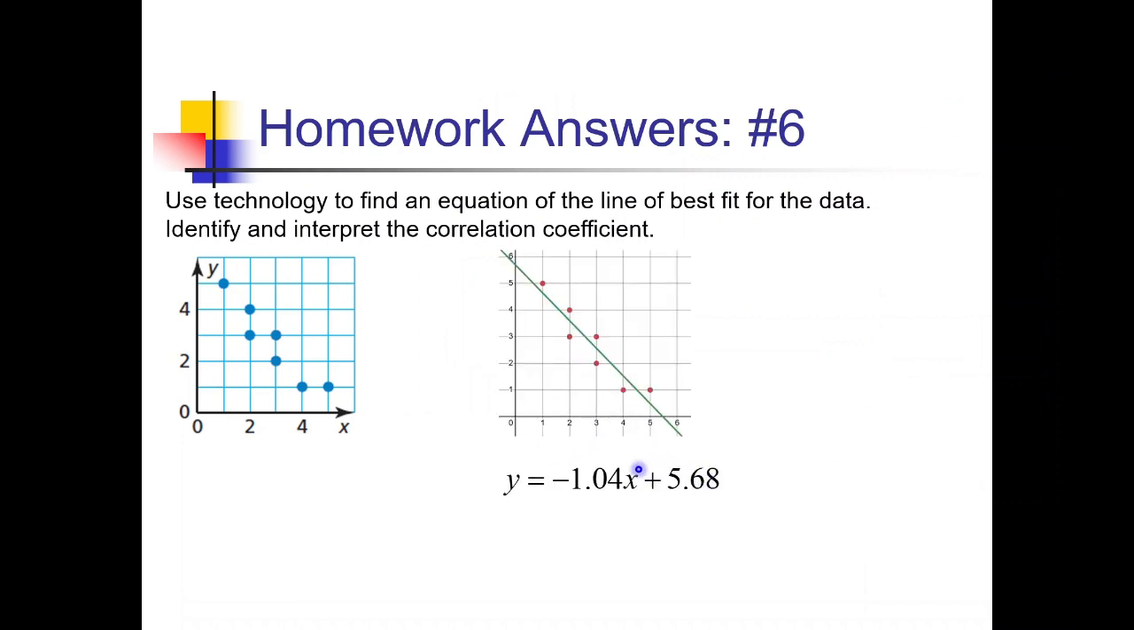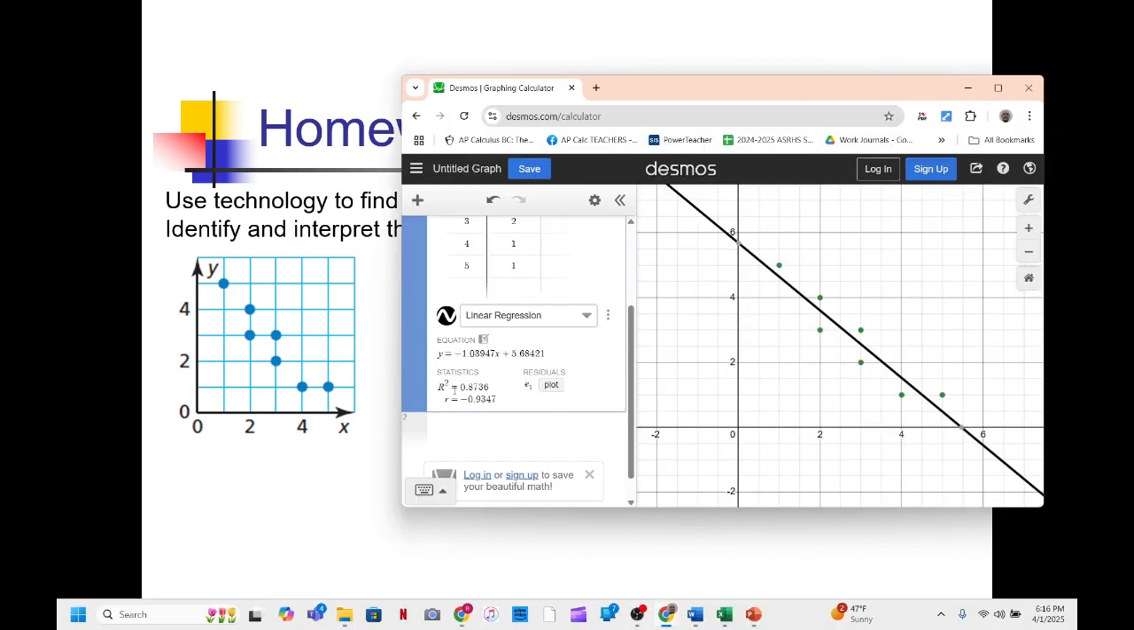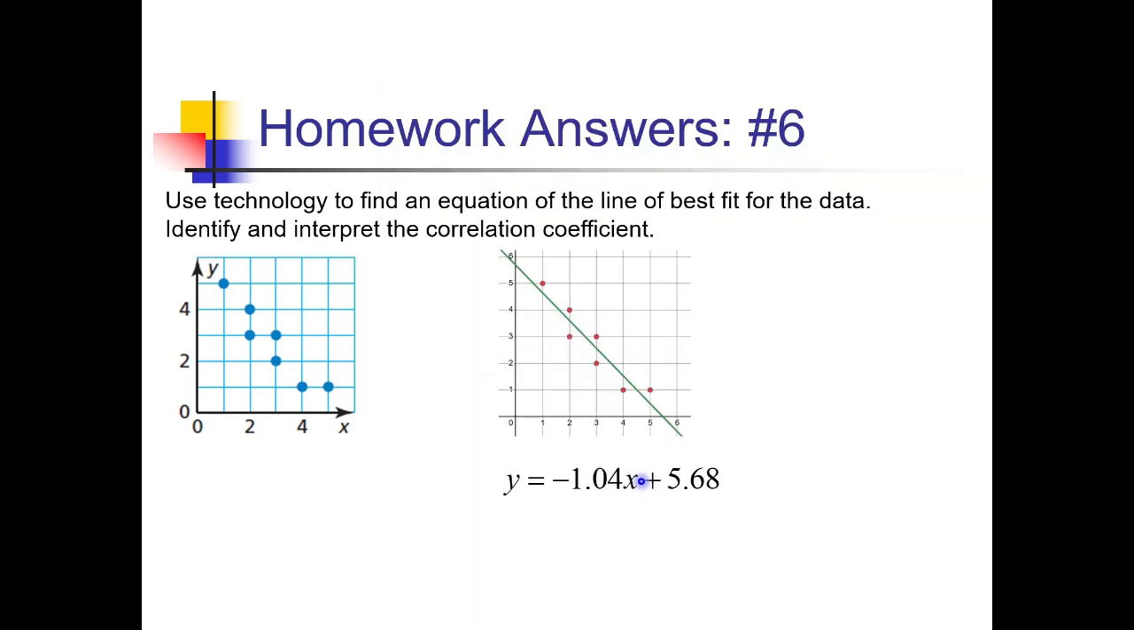So there we go, 2 decimals then. That'll work. And then for my R value, we've got about negative 0.93. So in terms of interpreting this, anything past 0.9 or negative 0.9 is going to be a strong correlation. And this is a negative one, so a strong negative correlation.